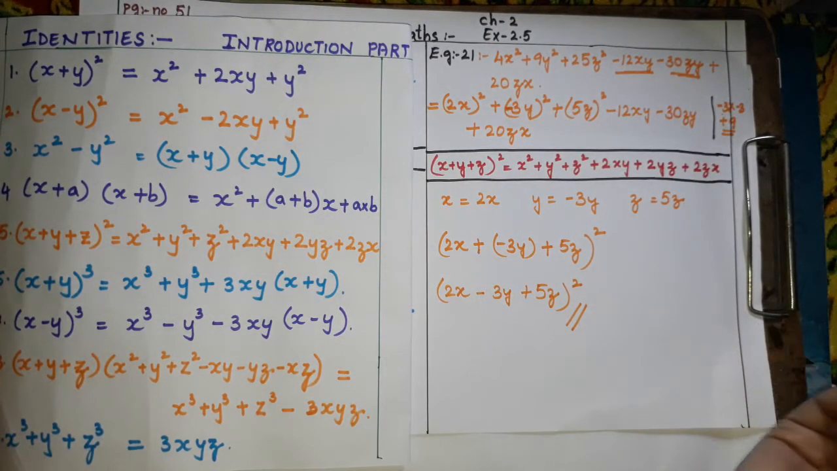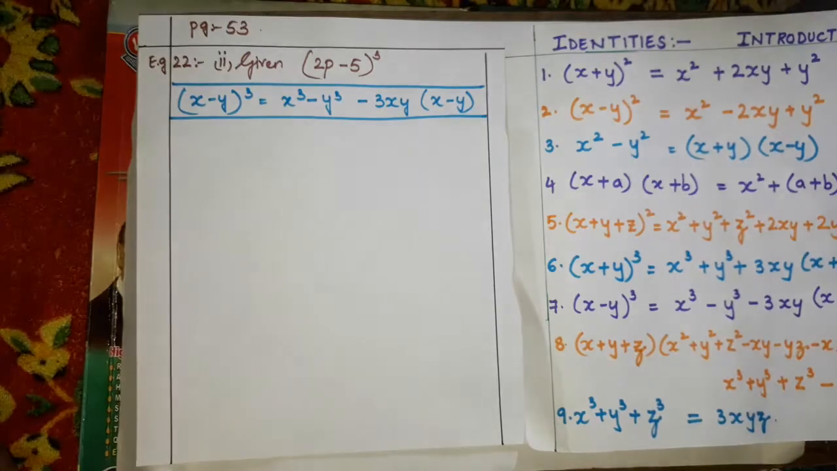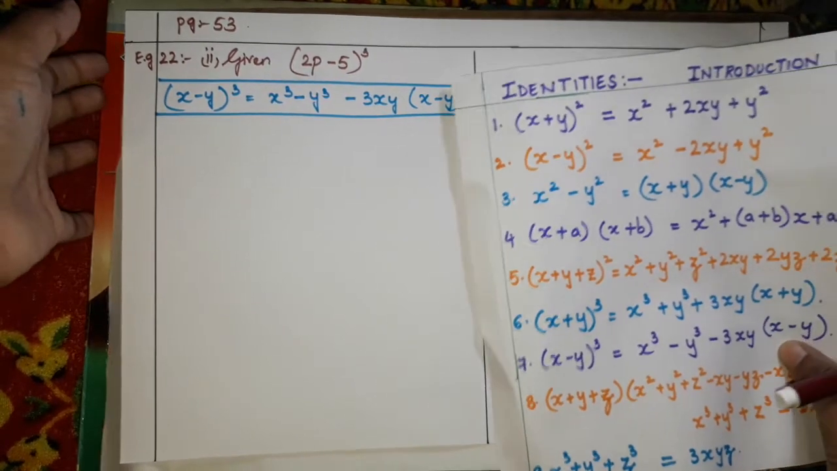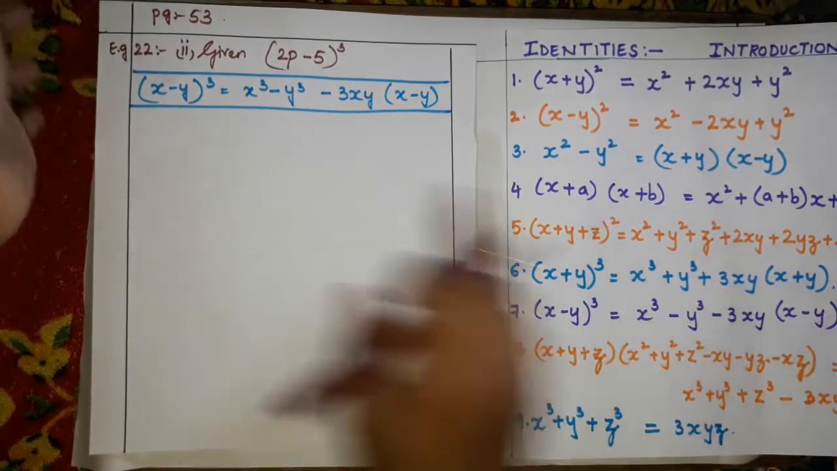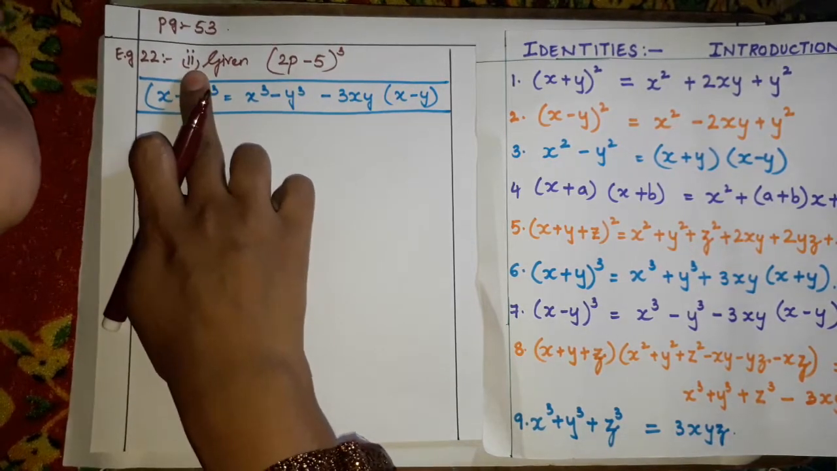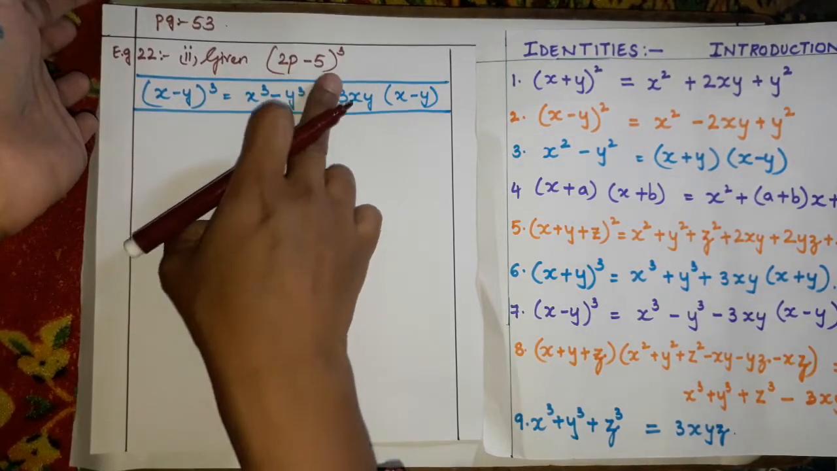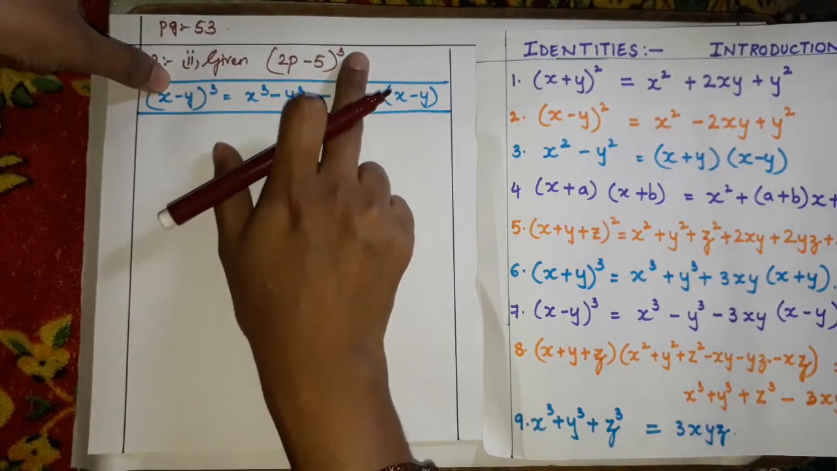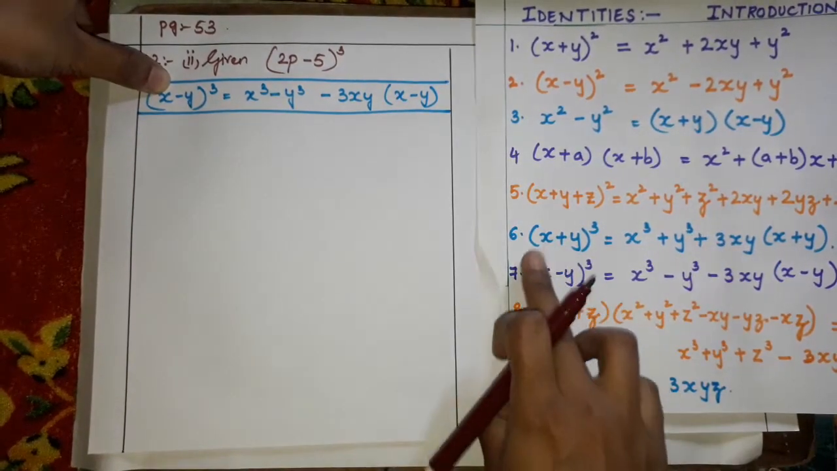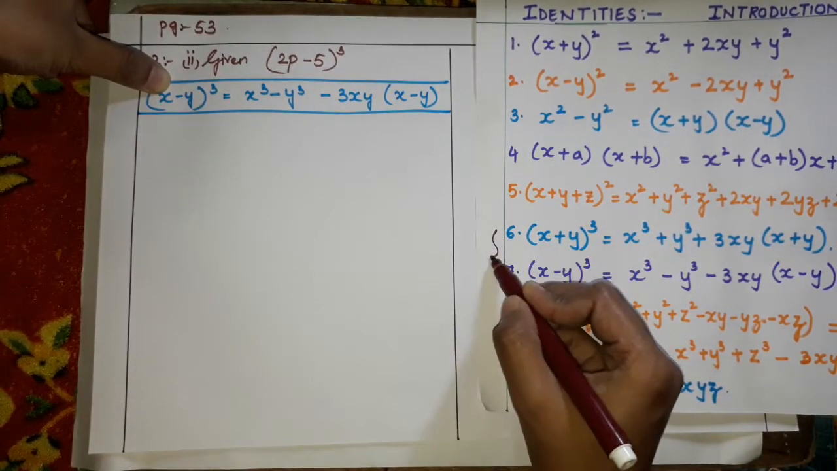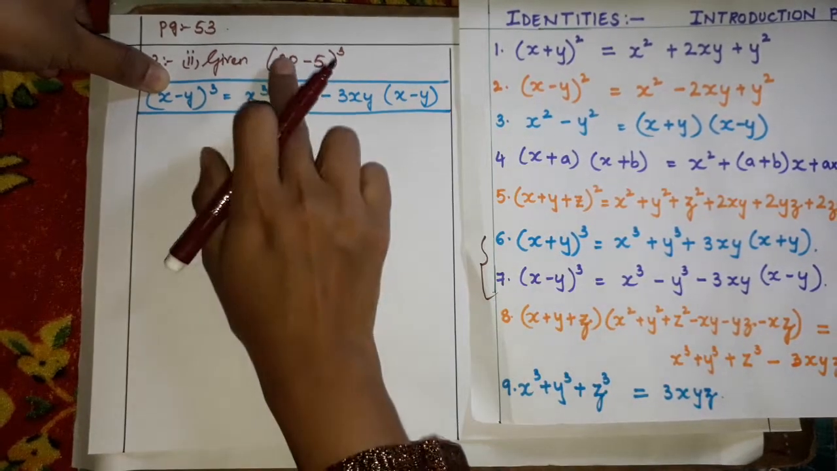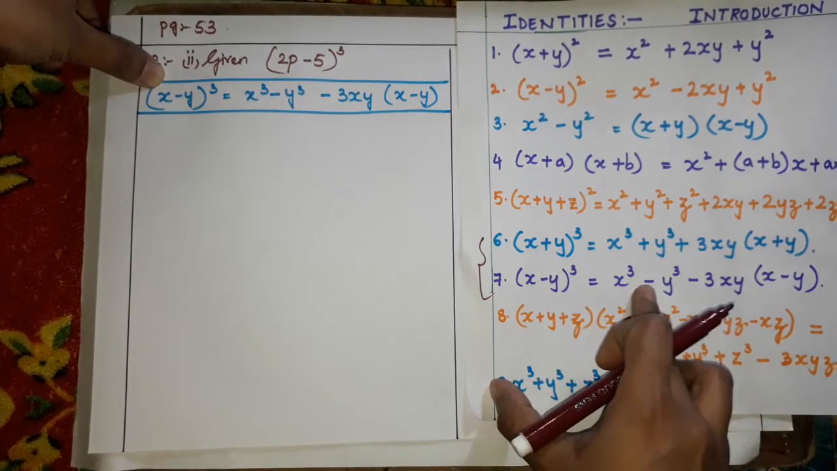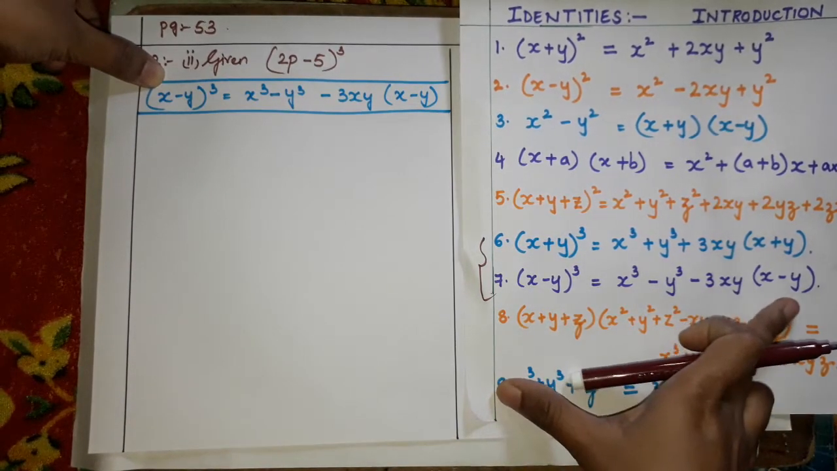Now moving to our next question, children. So our next example is example 22, children. Given 2p minus 5 whole cube, page number 53. Now see here, whole cube is there, so we have only two cube formulas, that is 6th and 7th identity, but in between minus is there, so which is minus 1? This is minus 1. Okay now, so x cube minus y cube minus 3xy, x minus y.